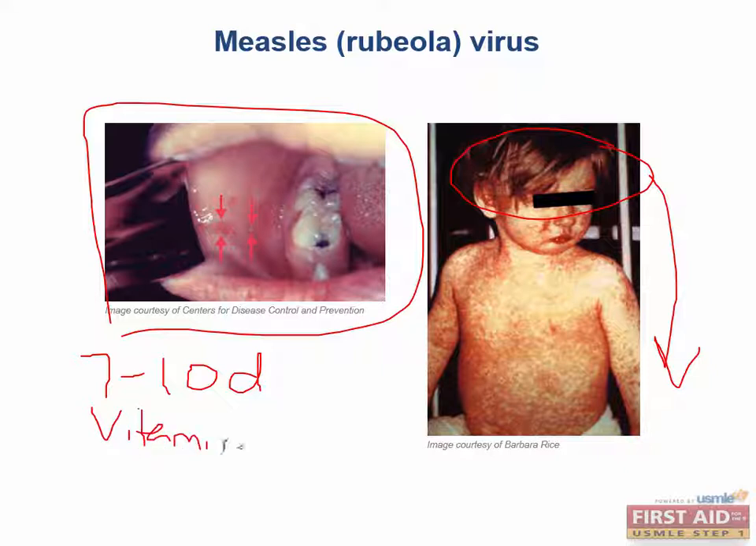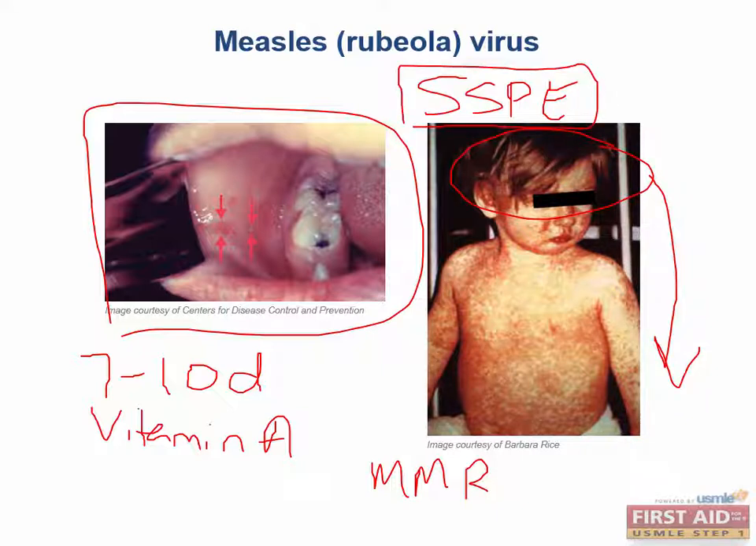Vitamin A supplementation has been found to reduce mortality in measles, but the best way to not get sick from measles is to prevent it altogether with the MMR vaccine. This vaccine is a live vaccine that protects against measles, mumps, and rubella. Uncommon but severe sequelae of measles can include post-infectious encephalomyelitis and subacute sclerosing panencephalitis, also known as SSPE.